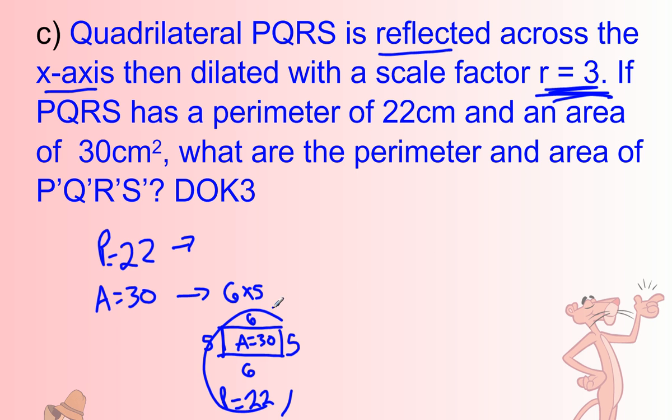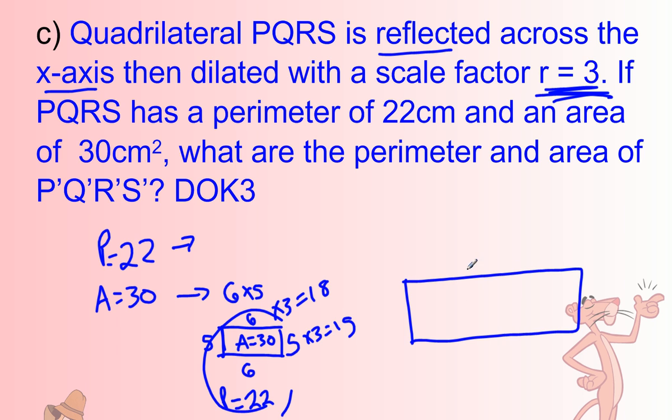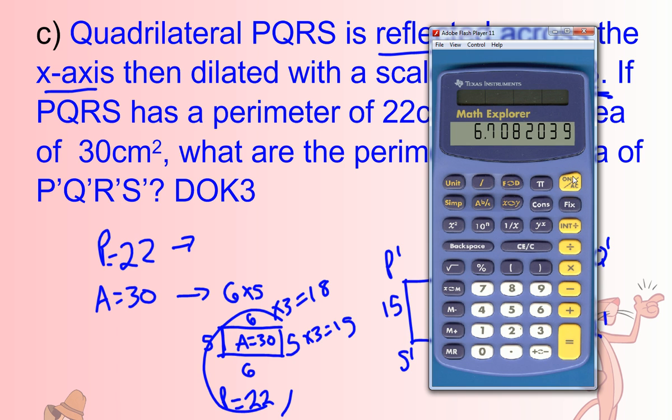So I'm going to take the 6 times 3 and get 18. The 5 times 3 and get 15. So my new rectangle after this transformation would be 18 by 15. So what is the perimeter and area of the new shape, P prime, Q prime, R prime, S prime? Well, the area I'd find by doing 18 times 15, length times width. 15 times 18, 270.